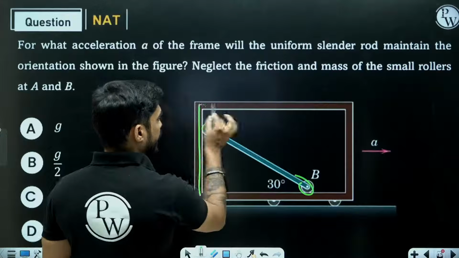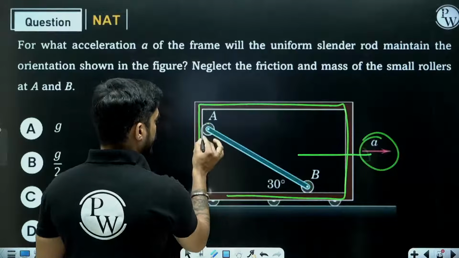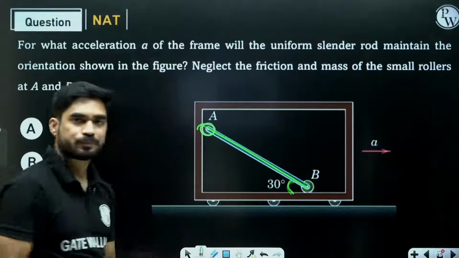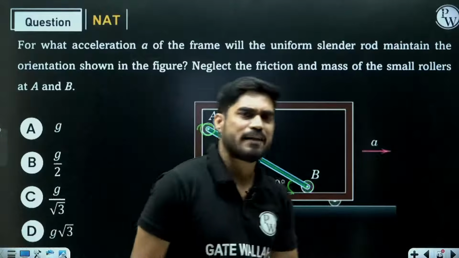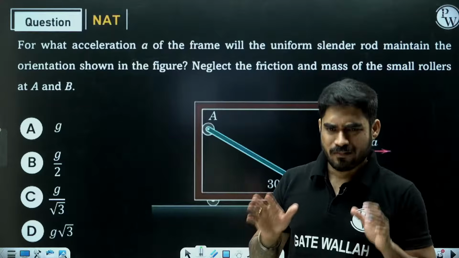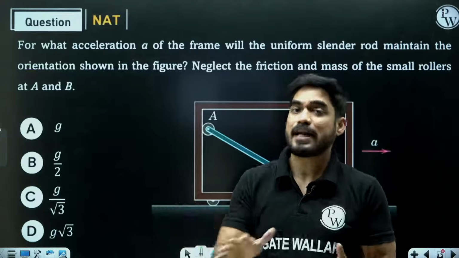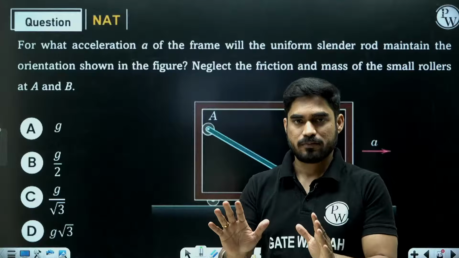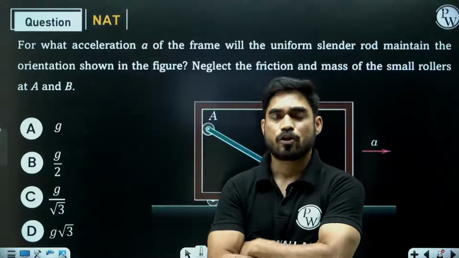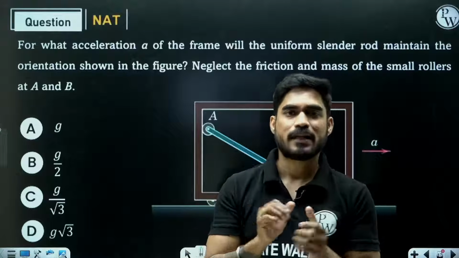So understand, this is a frame which is moving in X direction with acceleration A, and we have a rod which is at an angle of 30 degrees right now. Have you experienced this? If you suddenly accelerate a vehicle, or if you suddenly apply brakes, applying brakes means decelerate. If you are sitting in a car, let's say your father is driving, and suddenly someone comes in front of him and he applies brake.